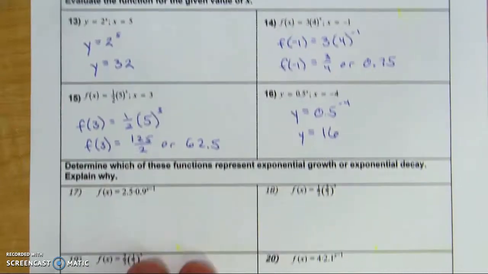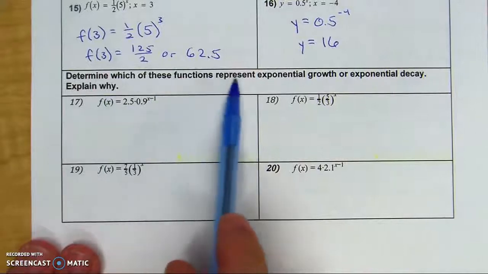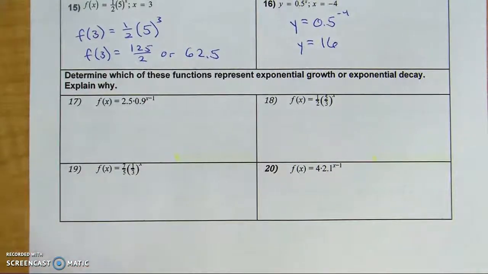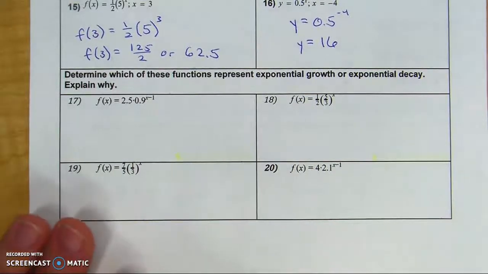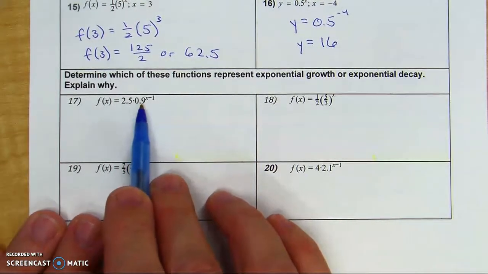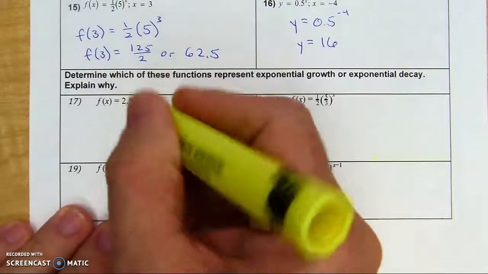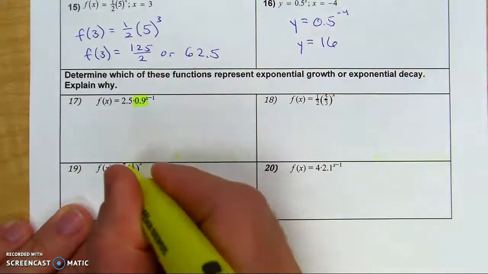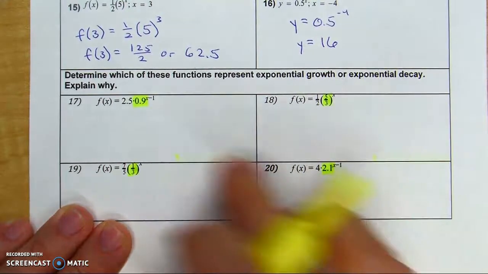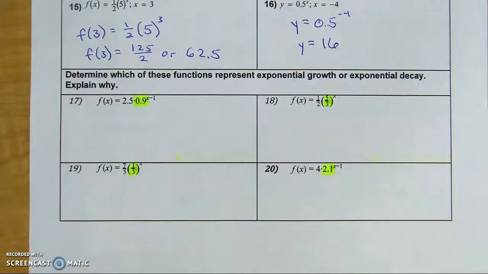All right, then we're going to go to this last section here, and it says determine whether these functions represent growth or decay, and then explain why. So basically, we have to look to see what is the number, what is our base. It's in the same position as the R. So I'm going to highlight what that is on all of these. So I need to just look at the numbers that I'm highlighting. Okay, I kind of wish these had some parentheses, but I'll change that later.